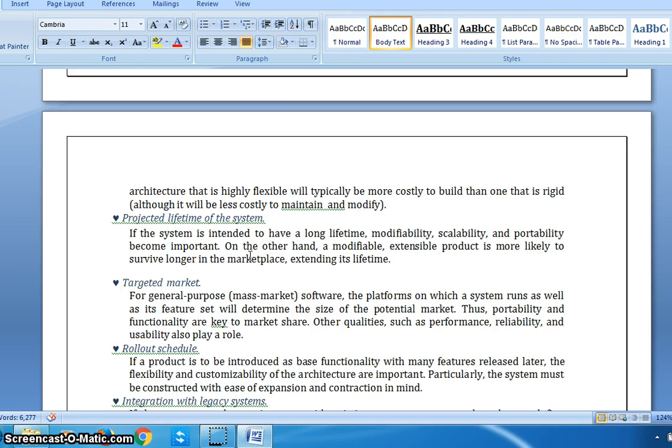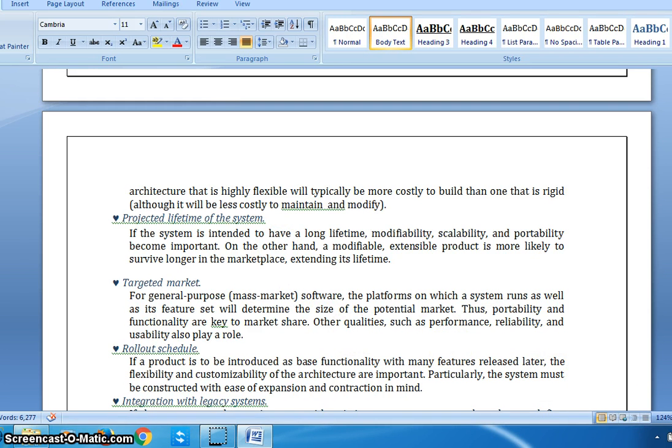That is for general purpose, that is for mass market software, the platform on which a system runs as well as its feature set will determine the size of the potential market. Thus, portability and functionality are key to the market share. Other qualities such as performance, reliability and usability also play a role.